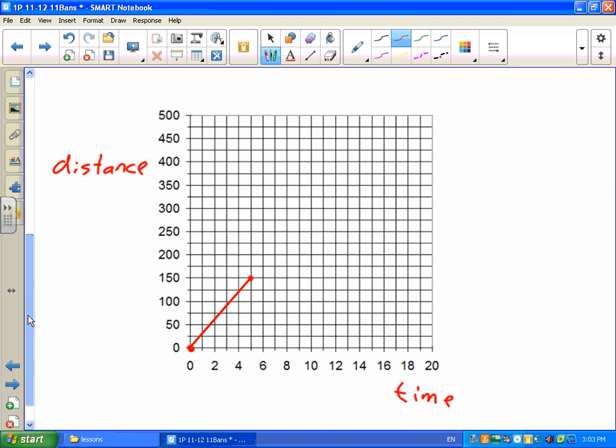So let's see. Time should be 11. Distance should be 450. So that's right there. And let's draw our straight line up to there.